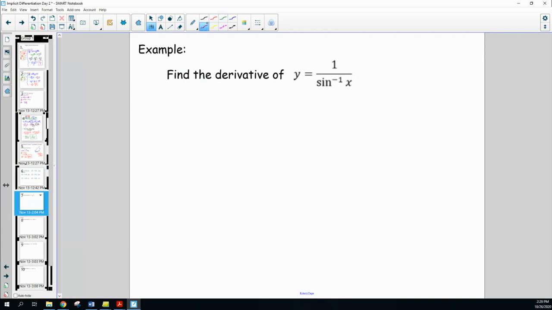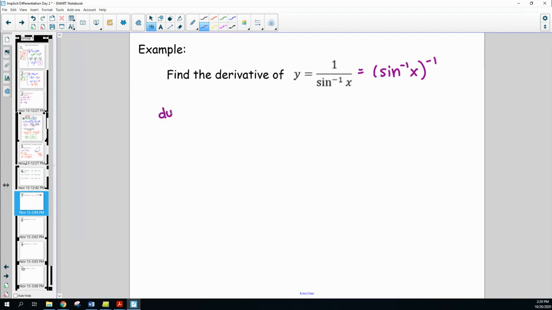Find the derivative of y equals 1 over the inverse sine of x. Okay, so first thing, I don't like having this in the bottom, so I'm going to rewrite this as the inverse sine of x to the negative 1, right? Because it's 1 over that, so that means that my exponent was a negative. That's why it's in the bottom.